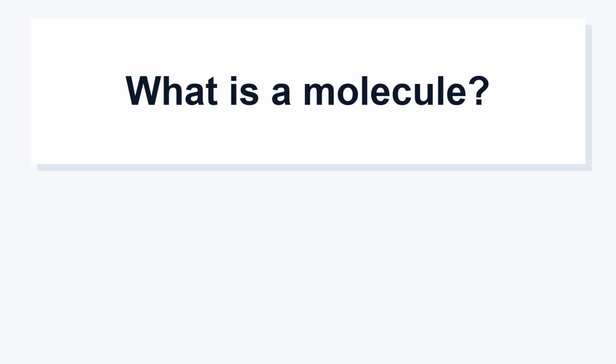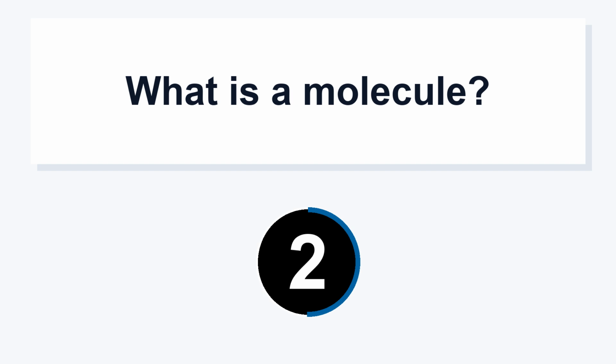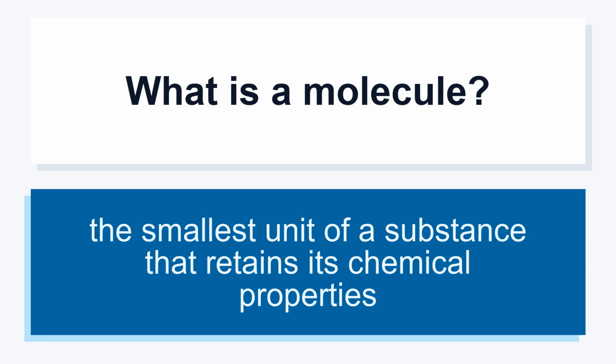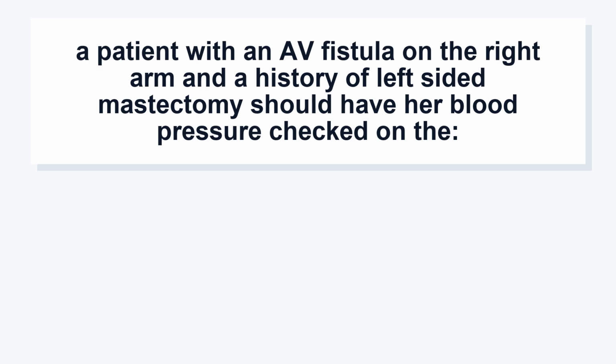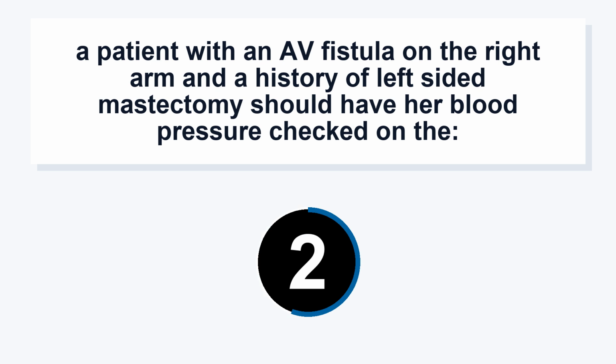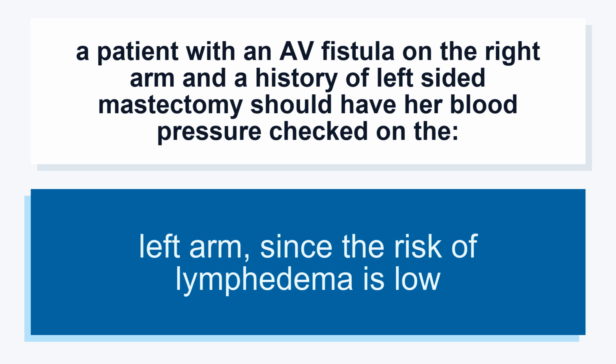What is a molecule? The smallest unit of a substance that retains its chemical properties. A patient with an AV fistula on the right arm and a history of left-sided mastectomy should have her blood pressure checked on the left arm, since the risk of lymphedema is low.